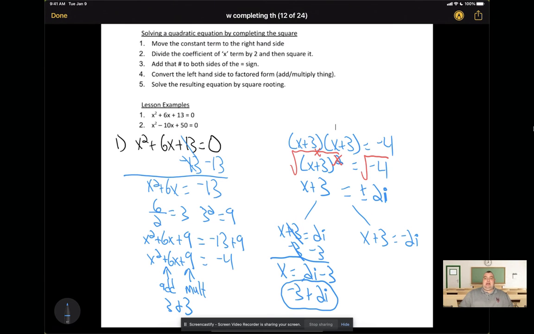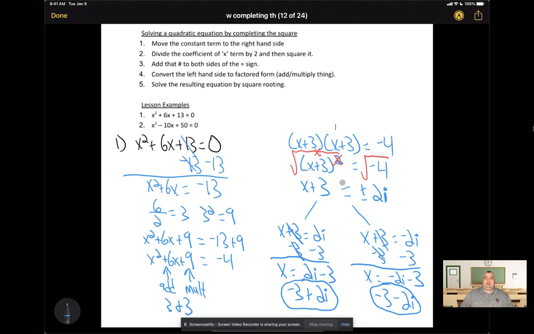Now if I solve it again, where the 2i is negative, I'm still going to subtract 3 from both sides. So I'm going to do the same thing, except this time I'm going to end up with x equals negative 2i minus 3. If I switch around the order, the real number is negative 3, and the imaginary number is negative 2i. So the second solution in the proper order is negative 3 minus 2i.